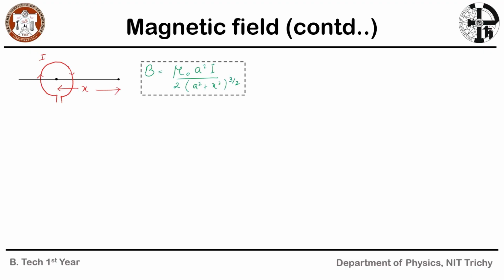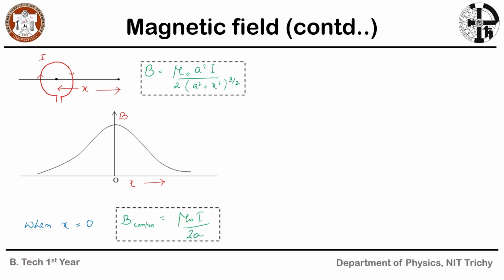Using the Biot-Savart law, we can find the magnetic field of a current carrying loop at a distance x from the center, and it is given by this formula. The plot of the magnetic field versus x is shown here, and the magnetic field will be maximum at the center. To obtain this, we have to put x equal to 0 in the expression.